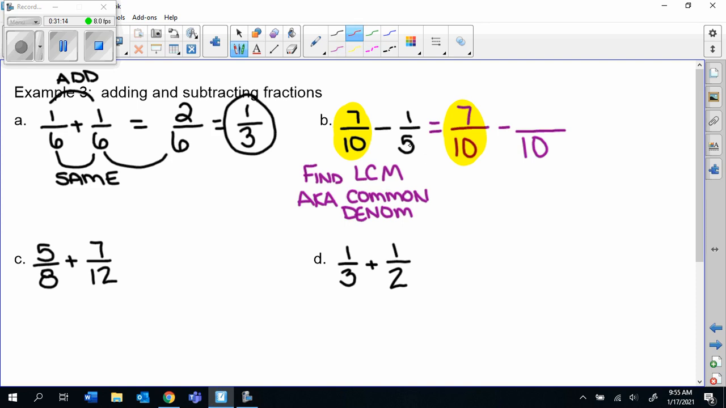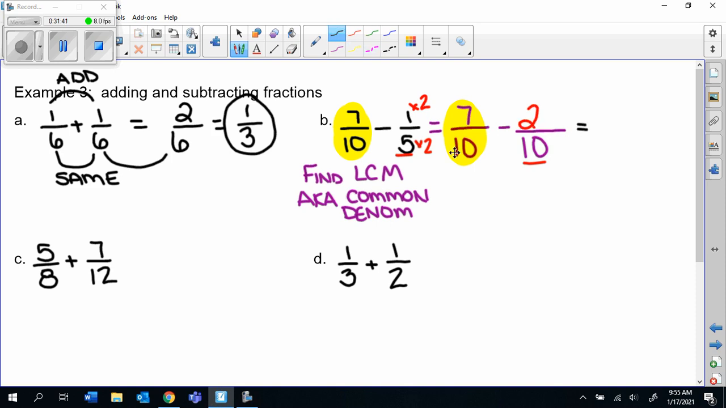But then I need to ask myself, okay, how am I going to get from 5 to 10? What number do I need to multiply by? Well, 5 times 2 is 10. And if I multiply the bottom of this fraction by 2, in order to keep the value the same, I need to multiply the top of that fraction by the same number. So 1 times 2 is 2.